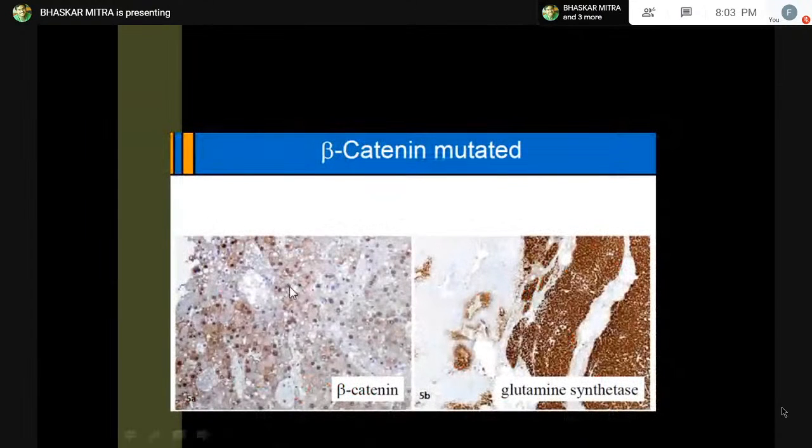Now, there are nuclear and even cytoplasmic membrane expressions of beta-catenin and strong expression of glutamine synthetase. In focal nodular hyperplasia we have seen a map-like pattern where the perivenular areas show patchy positivity in some areas and not in others, but in the hepatic adenoma, particularly the beta-catenin mutated one, they show strong and diffuse staining of glutamine synthetase, as seen in this picture.